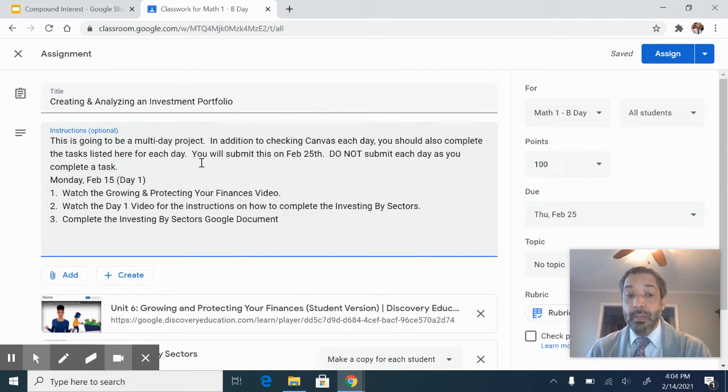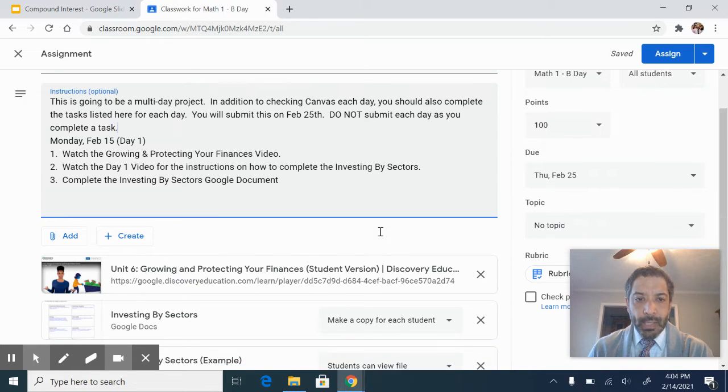Do not submit each day as you complete a task, okay? That's one of the reasons I'm using Google Classroom: I can go in and see what you're doing a lot easier than I can with Canvas. So I will just go in and see what you're doing each day. There's no need for you to submit this every day.